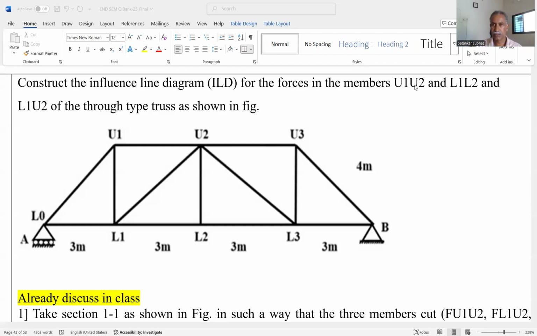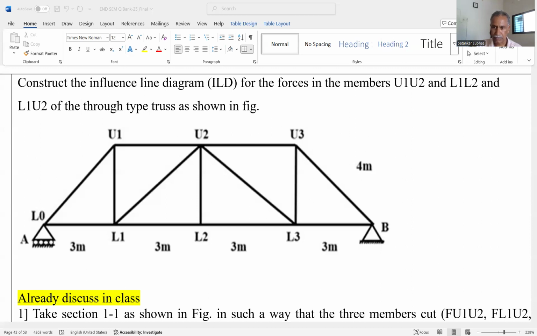So here the problem is to find out the forces, or ILD, influence line diagram, for the forces in the members U1U2, that is the top chord member, L1L2, the bottom chord member, and L1U2, the diagonal element. When we start this, first of all, take the section 1-1. That means we have taken the section in such a way that the force in the required member should be cut.